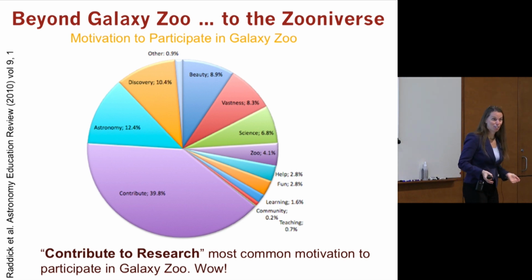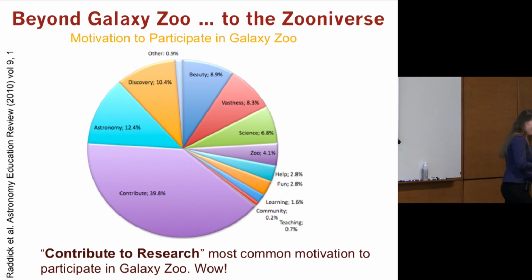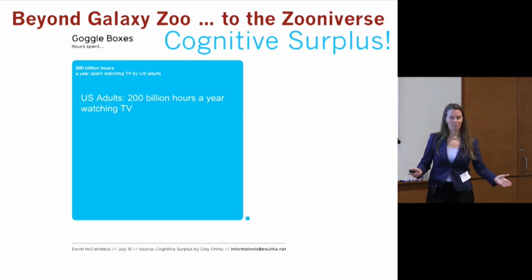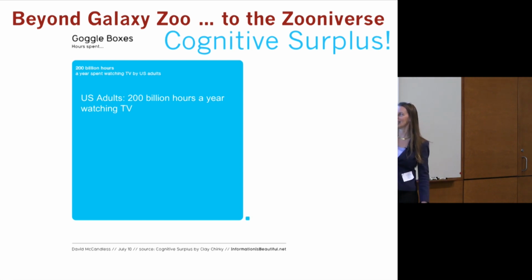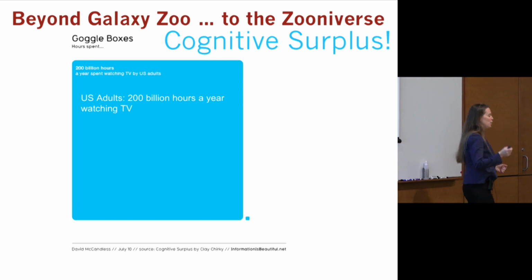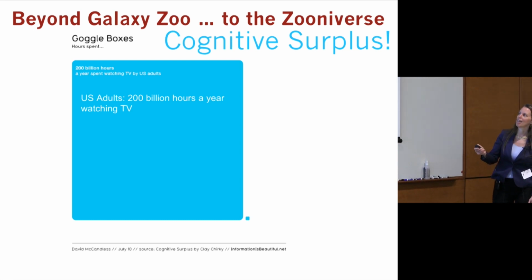We've got lots of research for people to participate in. So then the next question is, by the way, that was 20,000 people that we asked that question of. The next question is, what is the cognitive surplus? All right, so Clay Shirky has this book called Cognitive Surplus, and then he has this video that goes along with it. And so these are Google boxes.